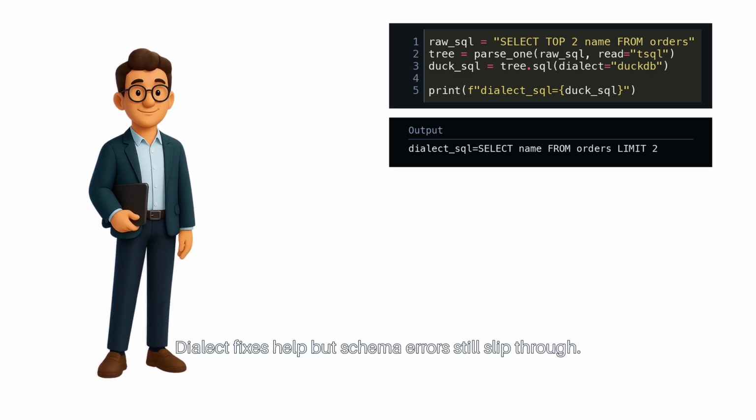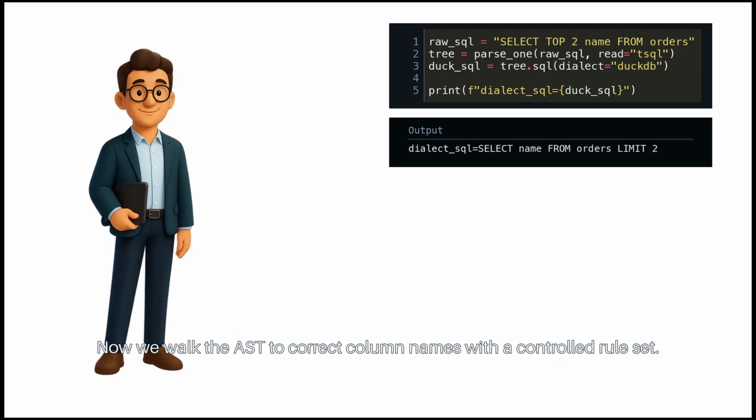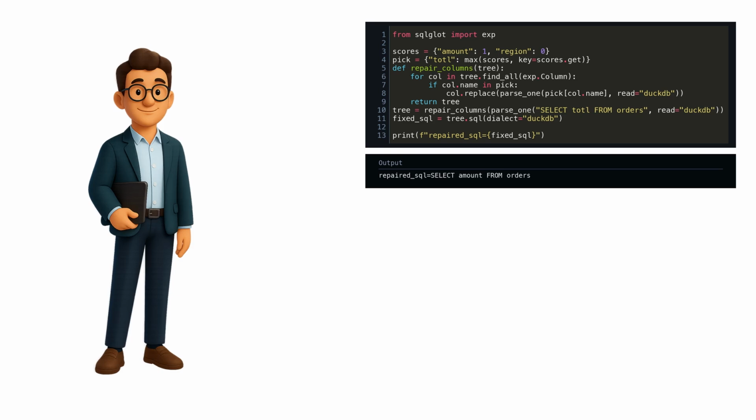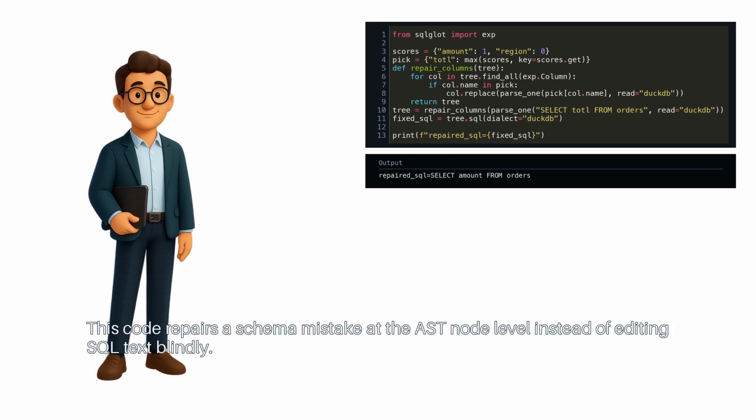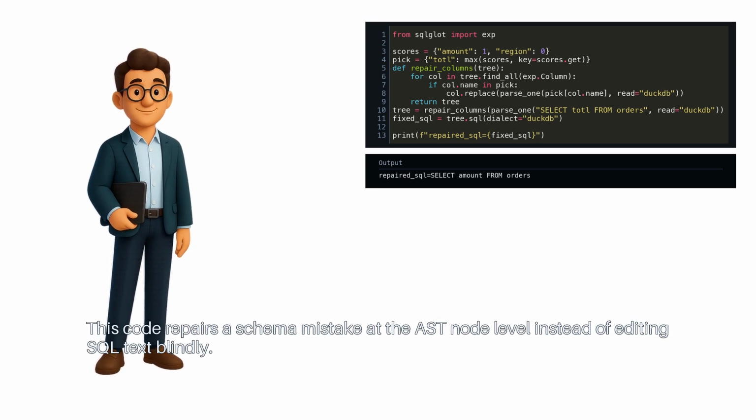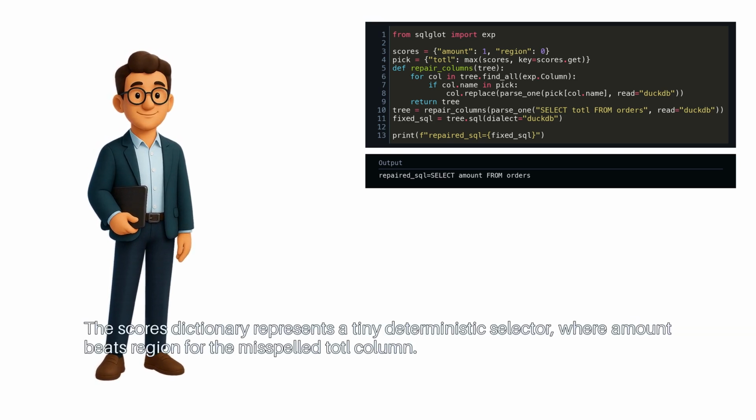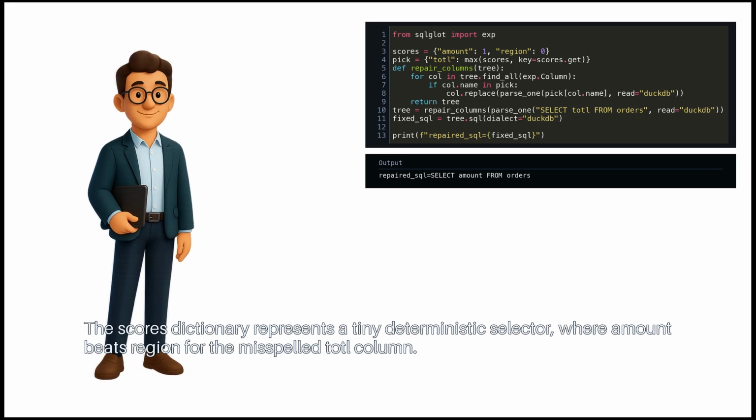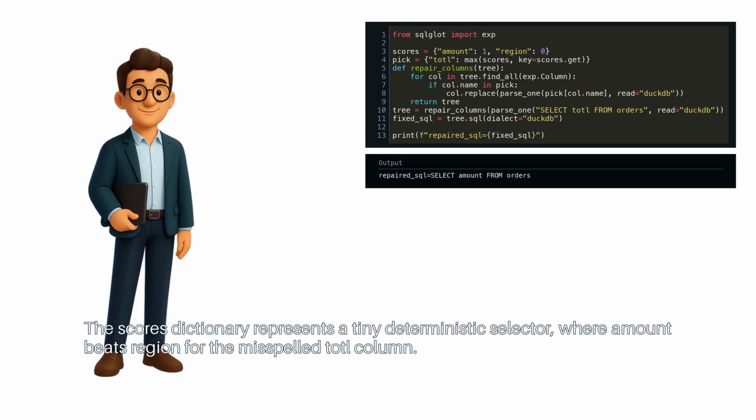Dialect fixes help, but schema errors still slip through. Now we walk the AST to correct column names with a controlled rule set. This code repairs a schema mistake at the AST node level instead of editing SQL text blindly. The scores dictionary represents a tiny deterministic selector, where amount beats region for the misspelled total column.